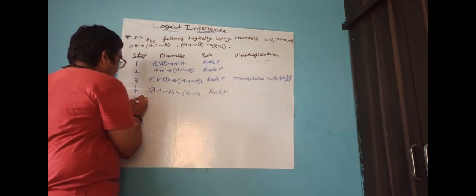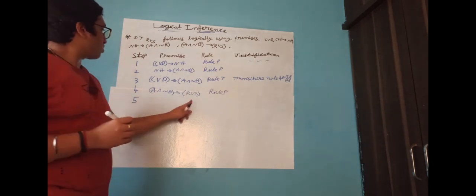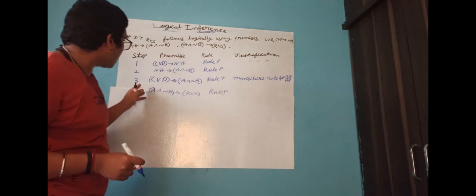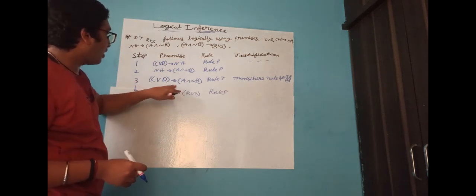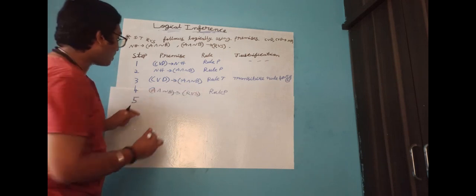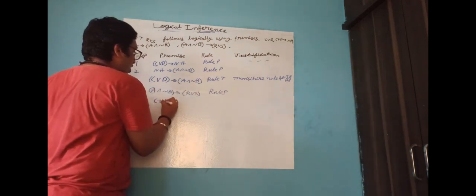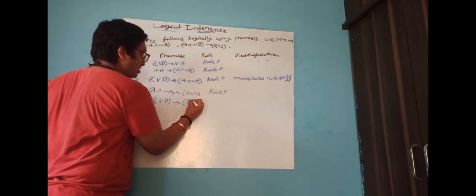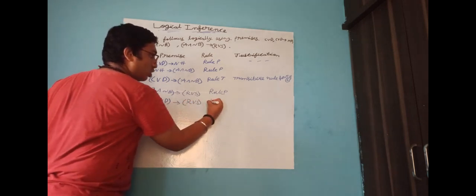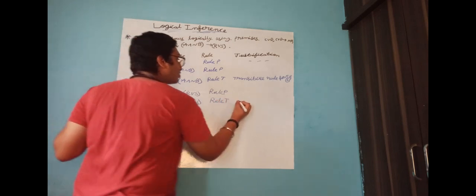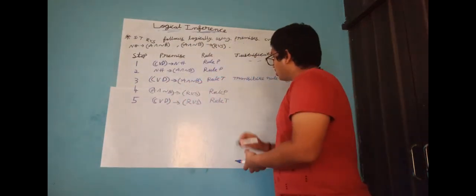Next, the fifth one. Now don't take the leftover premise. See whether you can simplify or not. Again by the transitive rule, P implies Q, Q implies R, nothing but P implies R. What can you write? C or D implies R or S. Since you have used rule T, which rule have you applied? Transitive rule.